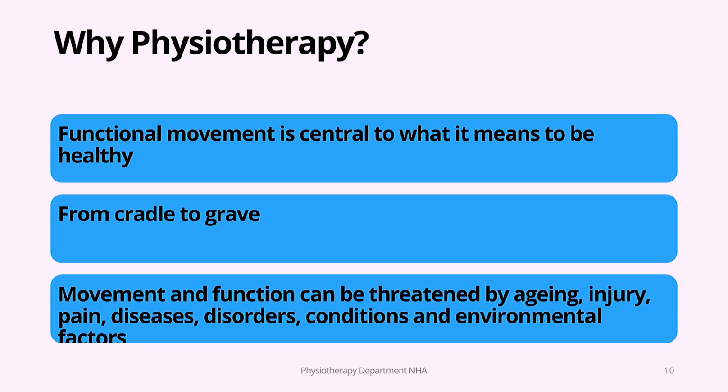And when we go to the youth, we also see patients with sport injuries. The elderly, we see patients with degenerative diseases. Now, movement and function can be threatened by aging, injury, pain, disease, disorders and conditions, and environmental factors. And because of this, it is important for us as physiotherapists to come in to try to restore the movement and the function of these patients that we see.